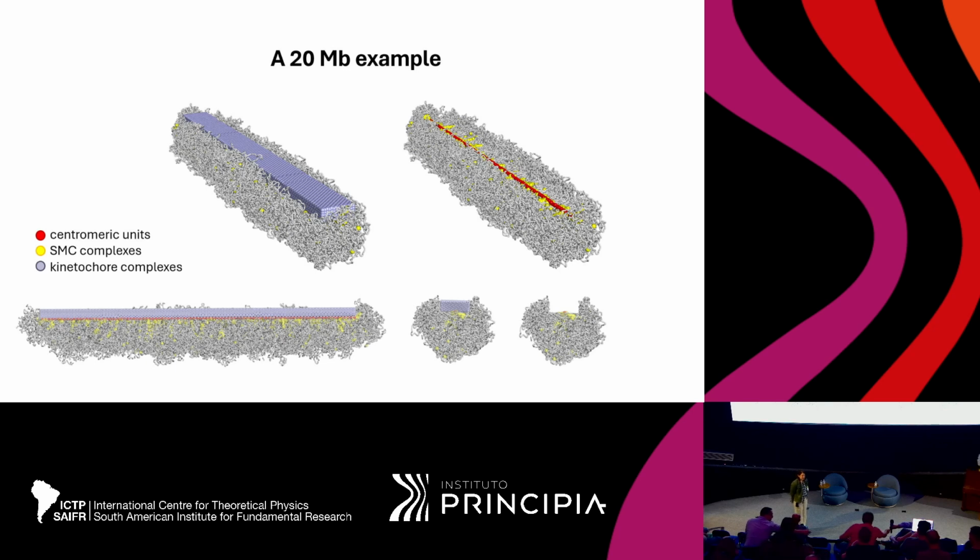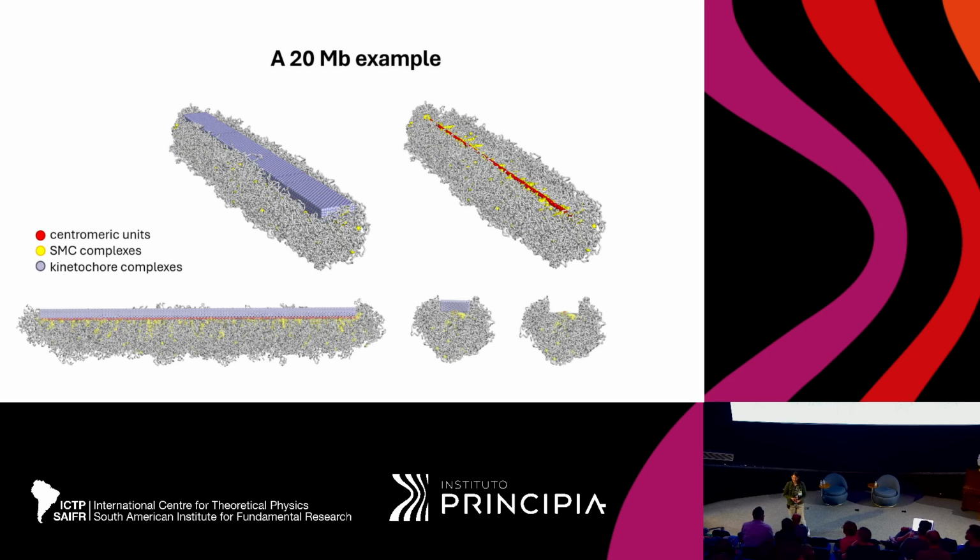I don't know. But one thing I like with these different models is that the centromeric units in one case is denser in interphase and in one case is not. We don't know why, but for sure it tells us that they behave differently in different species.